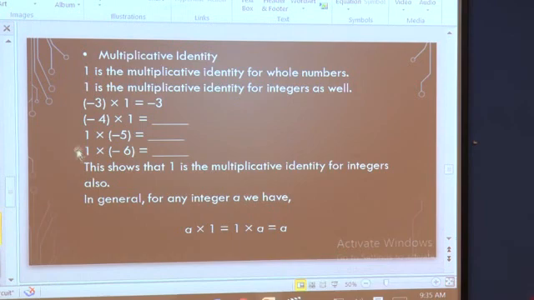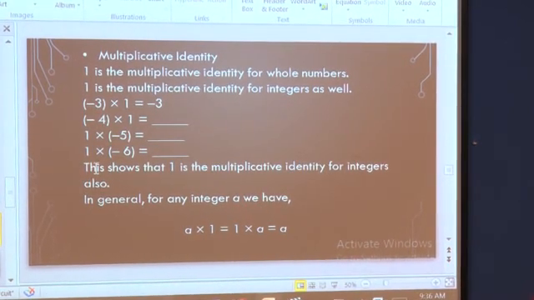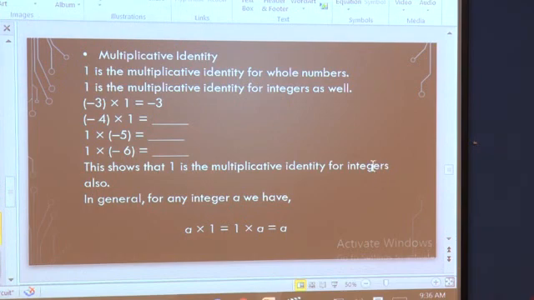Next example, I have taken 1 first, then I multiplied it with a negative integer. So, 1 multiplied by a negative integer, what will be the answer? Not 1, because we have learned that when it is multiplied with 1, we get the same whole number or integer. So, here it is minus 5. Similarly, 1 multiplied by minus 6 is minus 6. This shows that 1 is a multiplicative identity for integers also, just as you know it for whole numbers.